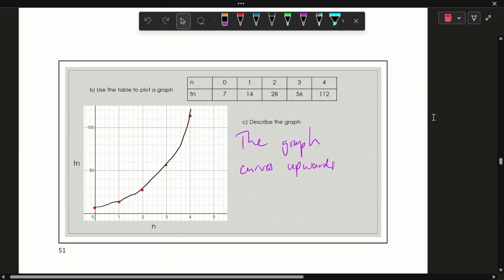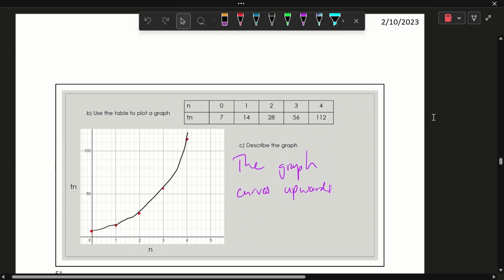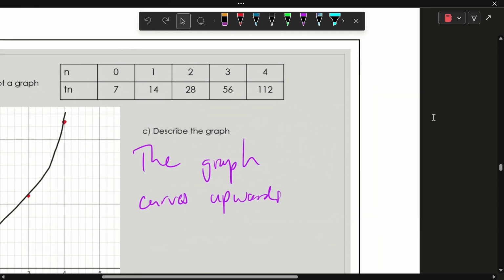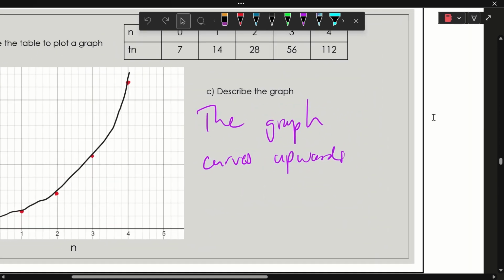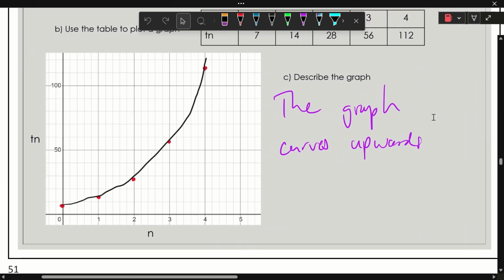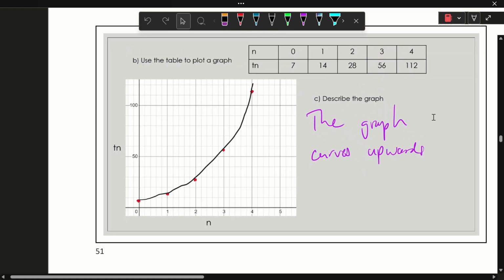So it's in this slide right here. Kane, what's happening with the geometric graph? Have a look at it. Kane, I just asked you, what's happening with this graph? It's going up. Is it a straight line or is it curved? Curved. Good. Geometric graphs are curved. Arithmetic graphs are straight lines.